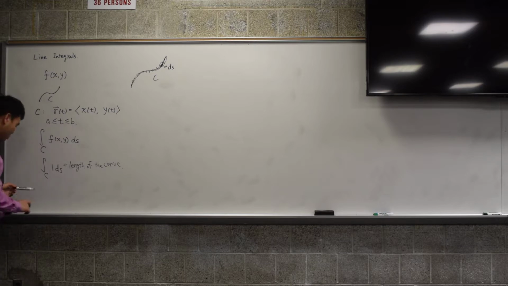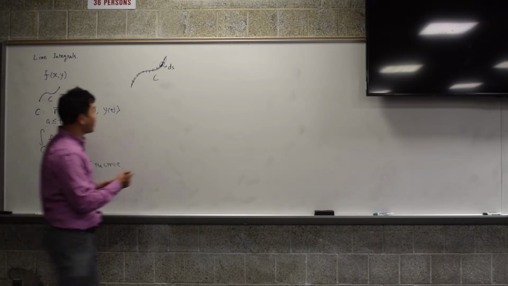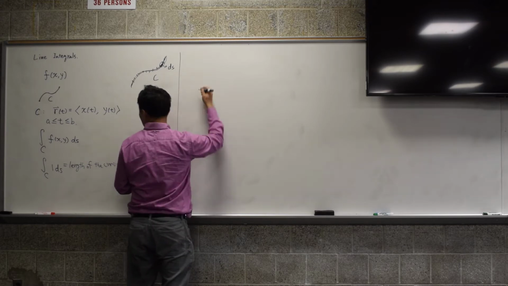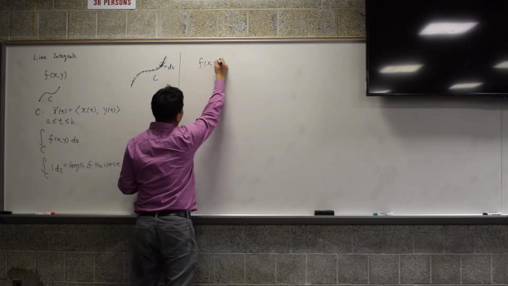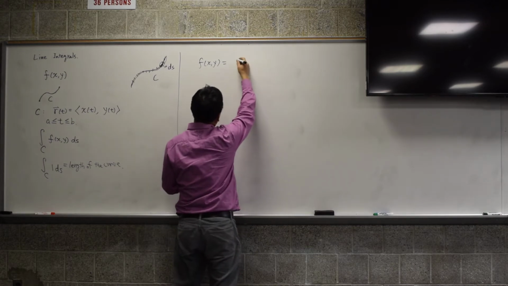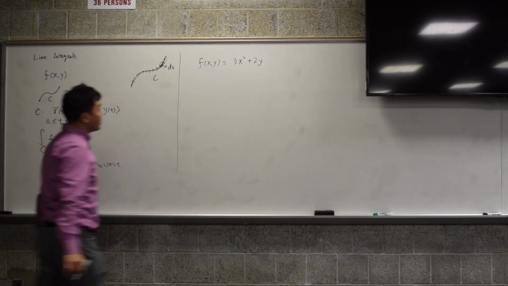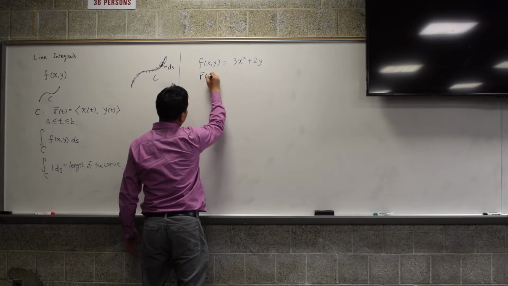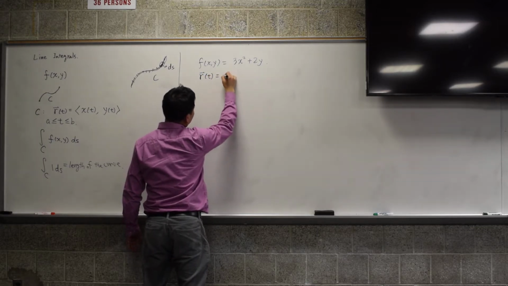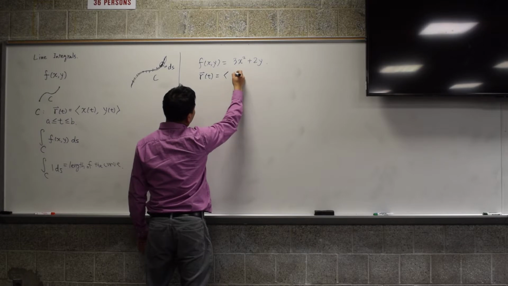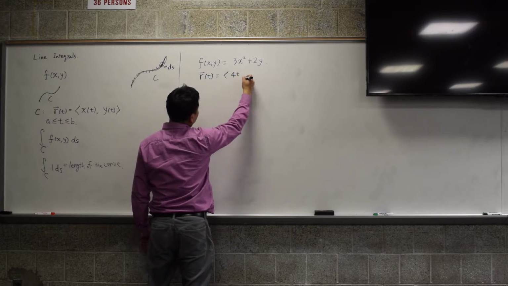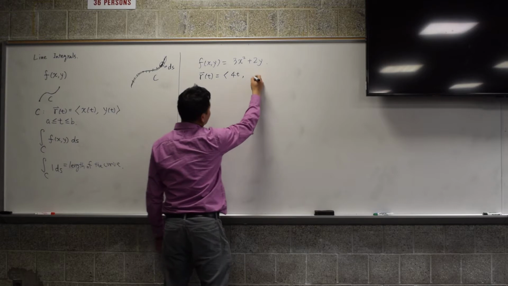Rather than explaining that abstractly, let me explain it using a concrete example. Let's say your function f(x, y) is 3x² + 2y, and let's say your r(t) is (4t, 2t − 1).